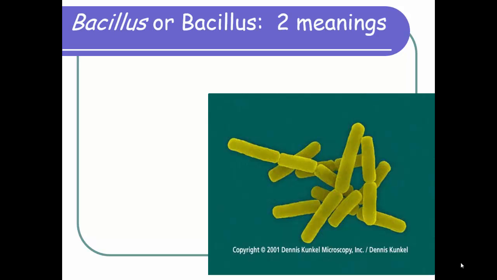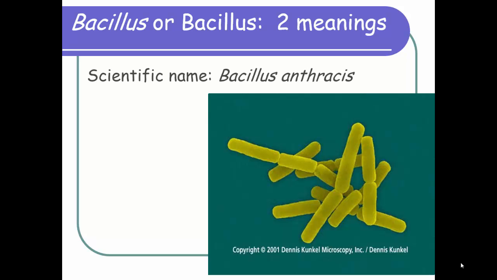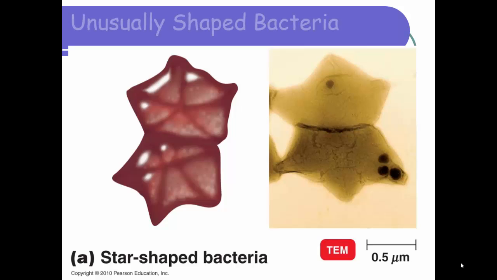Bacillus actually has 2 meanings depending on the way it's used. So I could say the shape of these bacteria is bacillus, but the scientific name of this particular bacteria is Bacillus anthracis. Again, if you look, Bacillus anthracis is italicized, meaning it's the proper name. So I need to understand whether I'm talking about shape or scientific name of the bacteria, depending on how we're using the meaning.